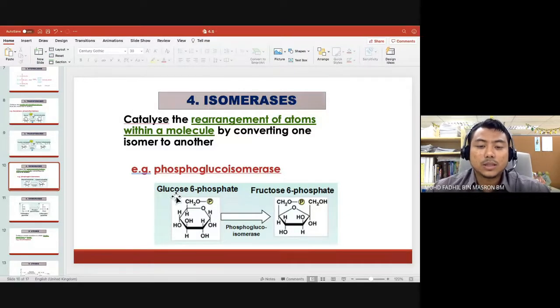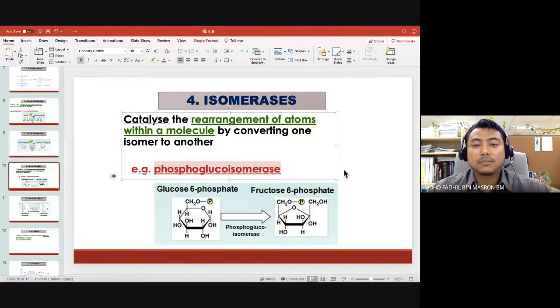So glucose 6-phosphate is isomerized to become fructose 6-phosphate. Nama enzimnya adalah phosphoglucoisomerase. Isomerase, nampak ada perkataan isomerase dekat belakangnya.